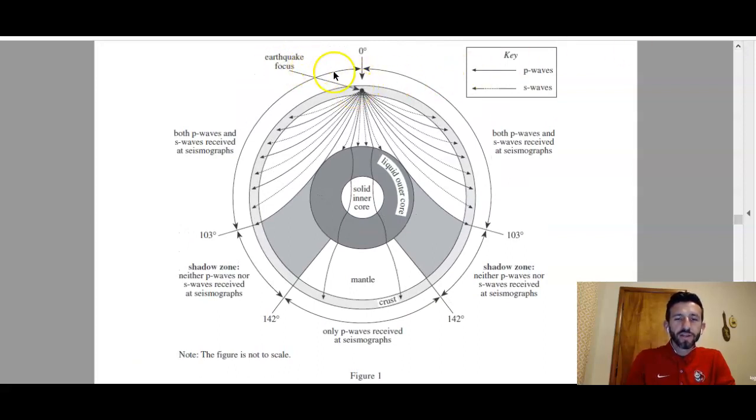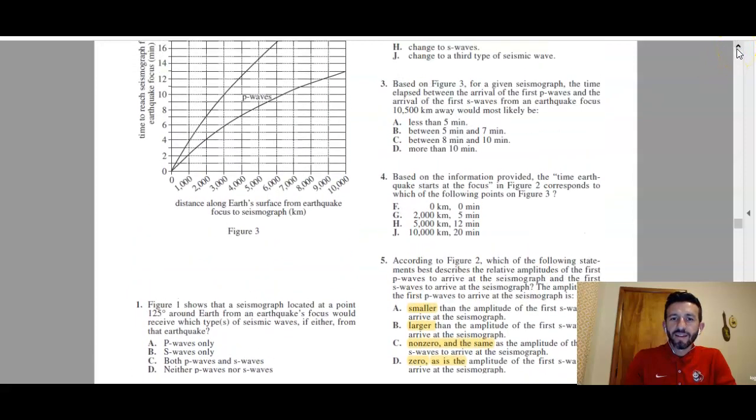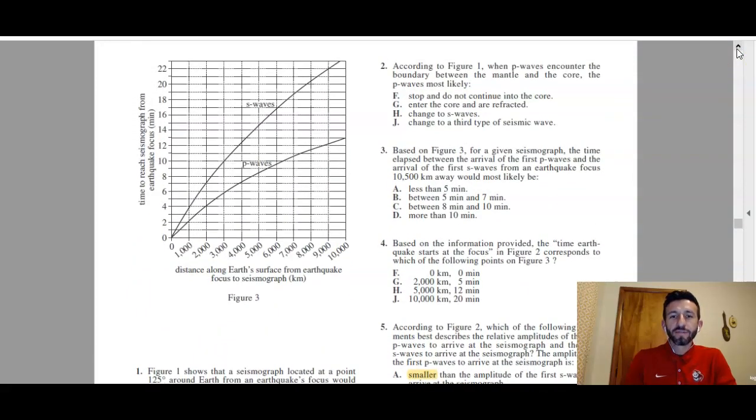So here, the earthquake focus is at 0 degrees. I'm looking for 125, which doesn't show exactly, but I know 125 is between 103 and 142. Here it says shadow zone: neither P waves nor S waves received at seismographs. So it's neither. Basically I'm just reading the model for information. So the answer here should be D. That's pretty easy.